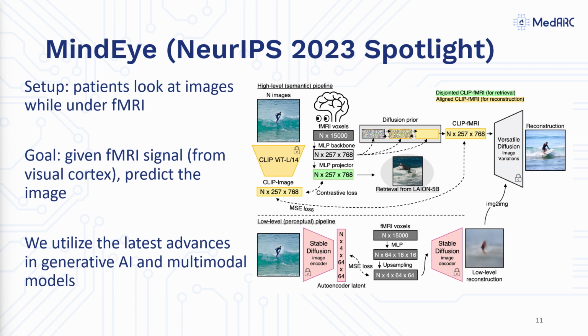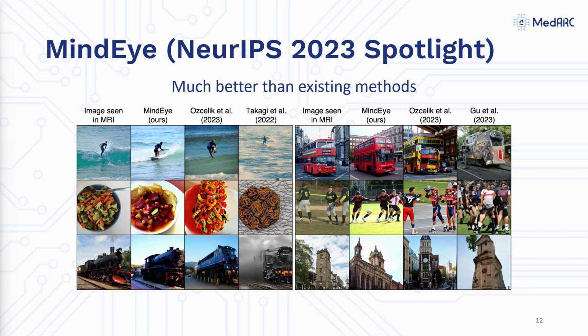And so we're able to utilize the latest advances in generative AI and multimodal models. So we're using the latest diffusion models, we're using some of these multimodal models like CLIP, and we're utilizing all these models in order to be able to do this sort of reconstruction. And you can see here how impressive these reconstructions are. You can see on the left-hand side the image that is seen by the patient, and then our reconstruction from just the fMRI signal. And you can see it's very, very close to the actual image.